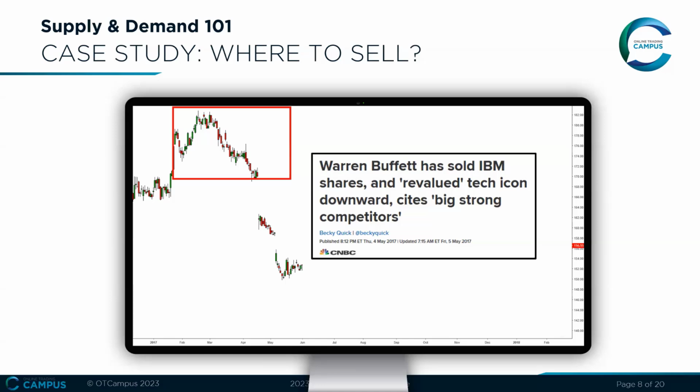Now, here's the $1 million question. If price is going to come back up to the $170 per share area, would you want to buy IBM, or would you want to be a seller of IBM? Well, you'd probably want to be a seller, right? So let's move forward in time.